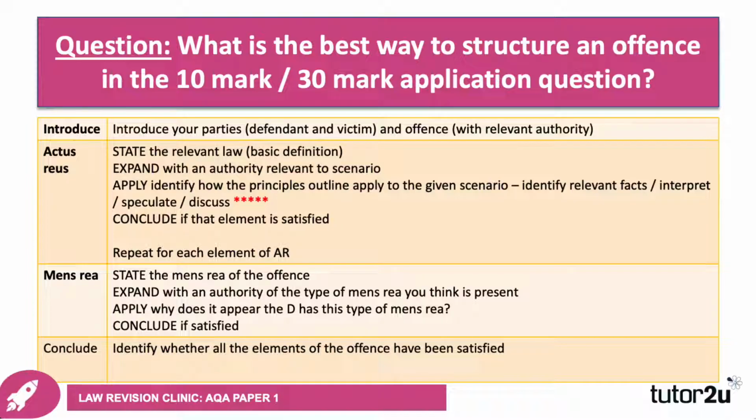You work your way all the way through the offence, and you use that IAMC structure. If you're going through an offence, introduce your parties, say in relation to this defendant and this victim, they might be charged with this offence, and say where it is contained. It's really important to say might be guilty because you haven't discussed it yet. You then work your way through the actus reus and the mens rea and conclude.